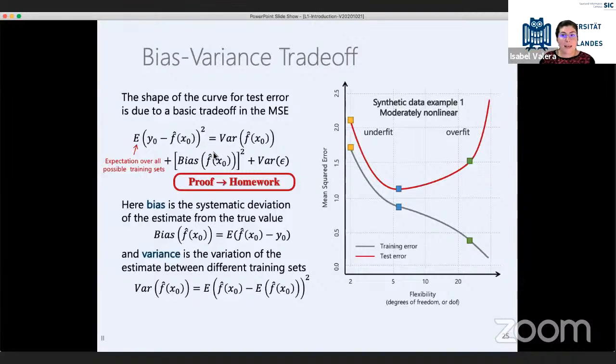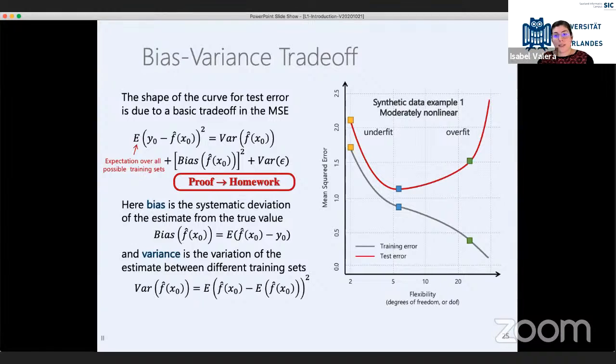And if I play a bit with the maths, what I'm going to observe is that in general, I can decompose this into 3 terms. One is no more than the irreducible error, right? There is nothing I can do about that because this is the variance of the noise. And then I'm going to have the variance of my estimator and the bias of my estimator. And the question is that this MSE is going to be between variance and bias.